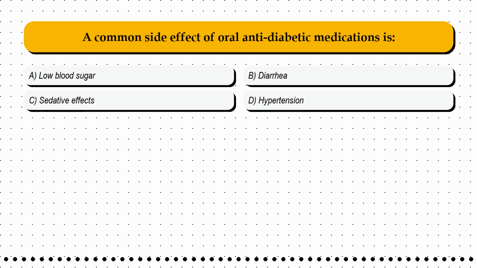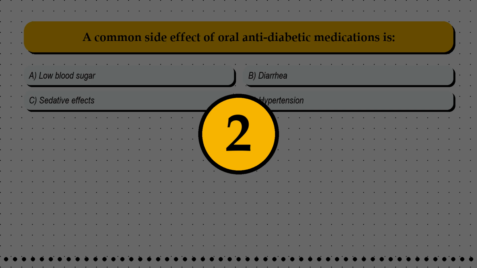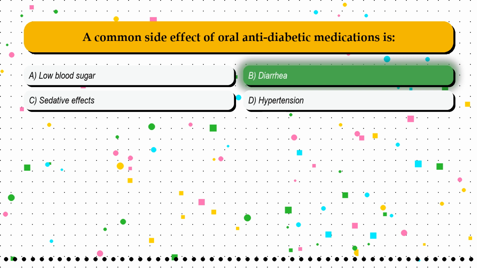Question 364. A common side effect of oral antidiabetic medications is: Option A, low blood sugar. Option B, diarrhea. Option C, sedative effects. Option D, hypertension. The correct answer is option B, diarrhea.